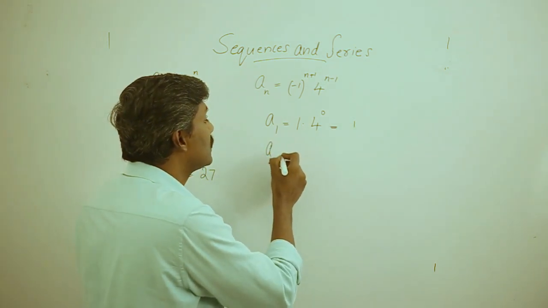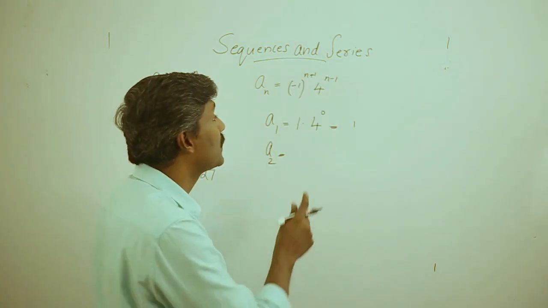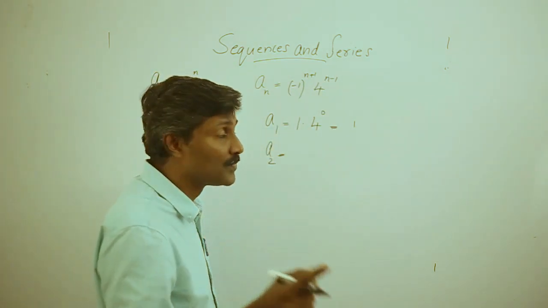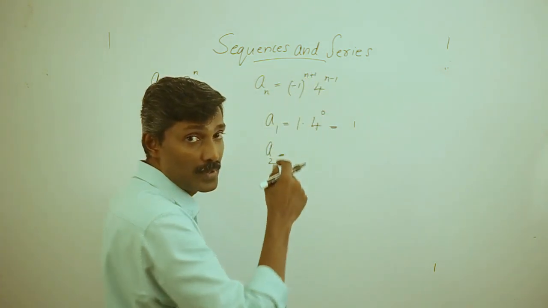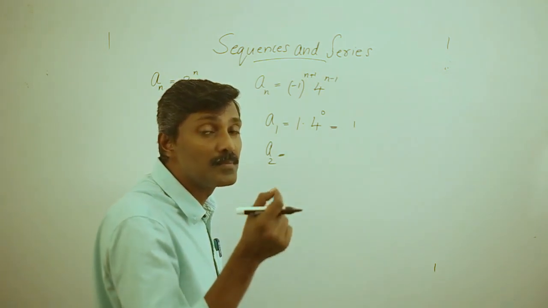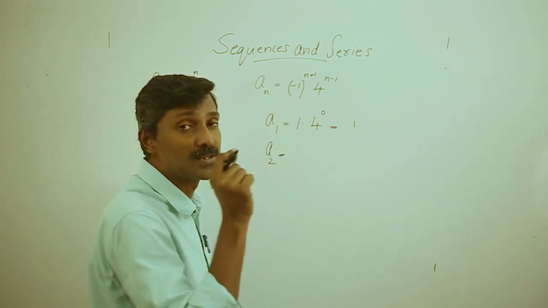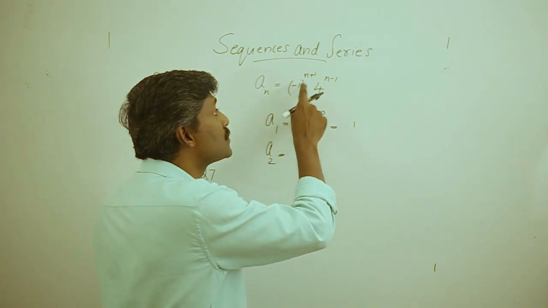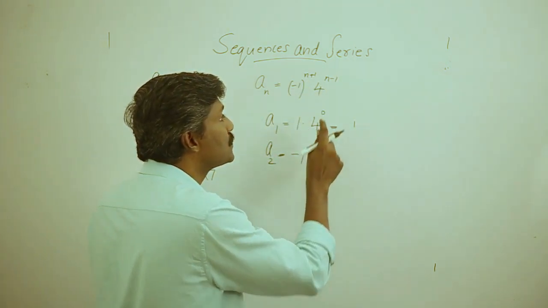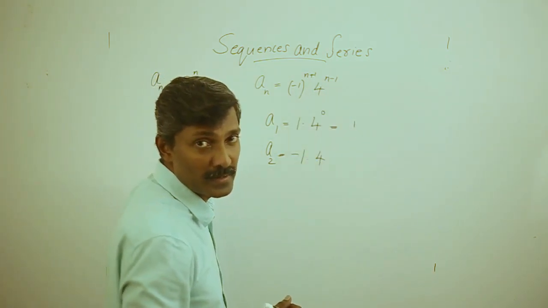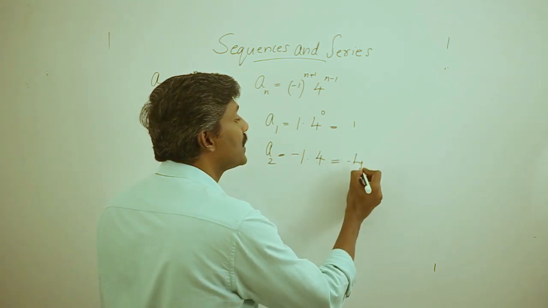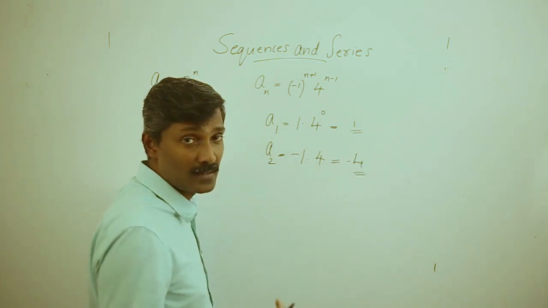Now to find the second term, put n equal to 2 here. So again you get minus 1 raised to 2 plus 1. 2 plus 1 is 3, which is an odd number. So minus 1 raised to 3 means it is minus 1. Minus 1 raised to an odd number is minus 1. If it is even number, it is plus 1. So minus 1 raised to 3 is minus 1 itself. Let's write minus 1 into 4 raised to 2 minus 1. What is 2 minus 1? It is 1. So 4 raised to 1 is 4 itself. And minus 1 into 4 is minus 4. You got the second term, right?